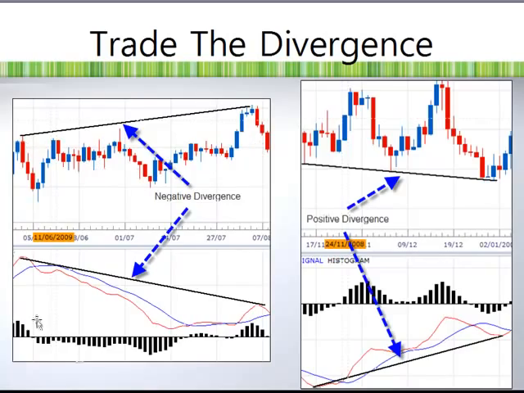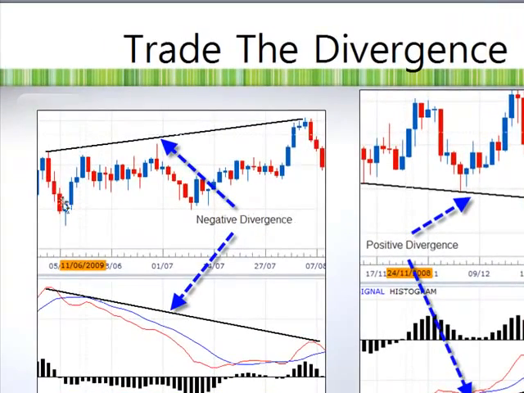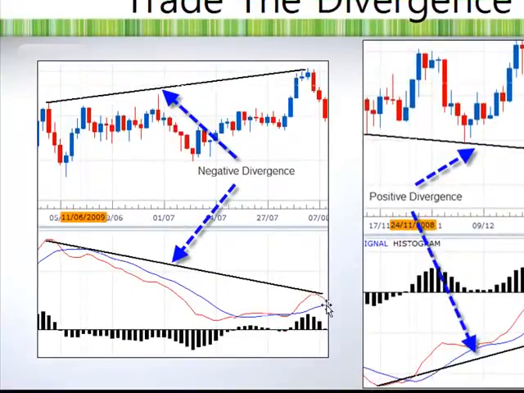You can see on this picture here, we call this a negative divergence. Why? Because the price is making a higher high. Can you see that? The price is making a higher high, but the MACD, can you see that? It's making a lower high. This high here is lower than here. Can you see the divergence? This is making a higher high, this is making a lower high, and this is called negative MACD divergence.